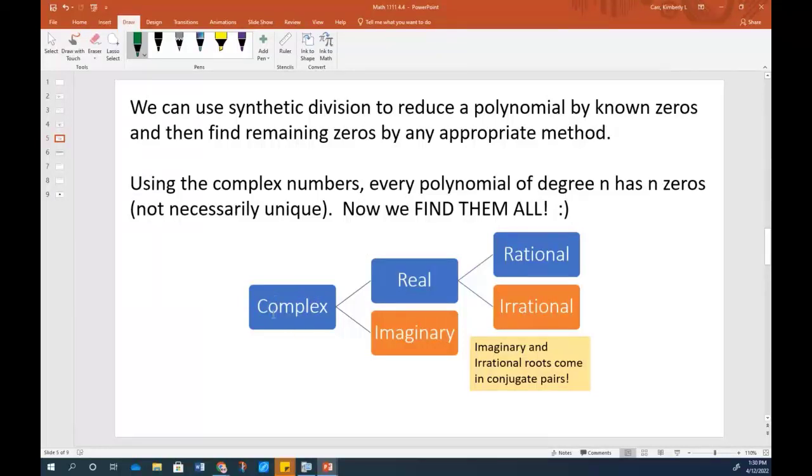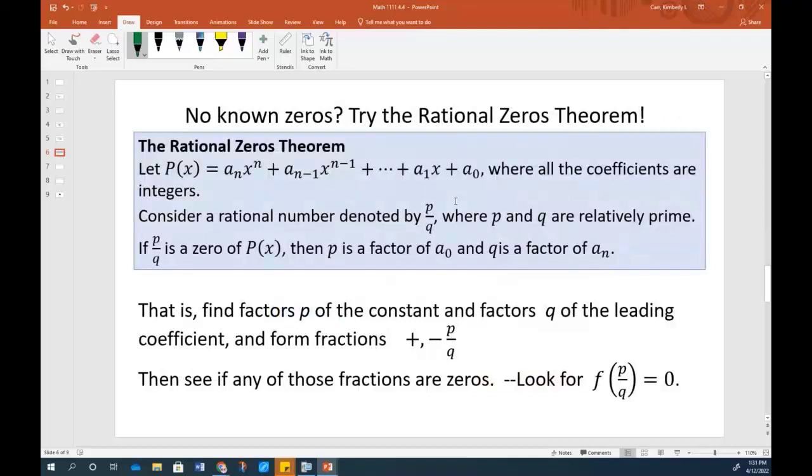So if we have complex zeros, the complex zeros can be real or imaginary, or they could have a real part and an imaginary part. Real numbers can be irrational or rational. But notice anything imaginary and anything irrational is going to come in pairs. So if you have a plus, you're going to have a minus in between. How do we get the first known zero if it's not just told? This is the big trick of the day. We have a really scary looking theorem here. And this is the technicality of it.